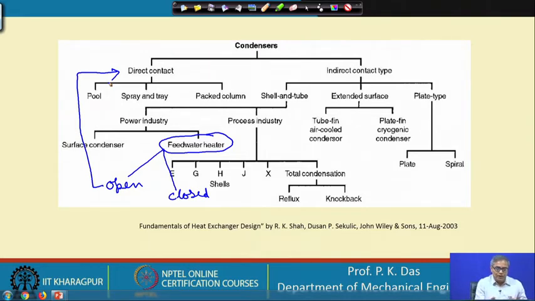So, here you see in the classification there are E, G, H, J, X, etc. These are different kinds of shell design. In a shell and tube heat exchanger, there are tubes and there is a shell, and in the shell we have different kinds of internal features, so that we can have different kinds of flow arrangement. And E, G, H, J, X are actually different kinds of shell arrangement.